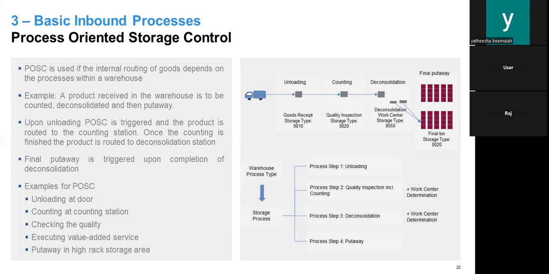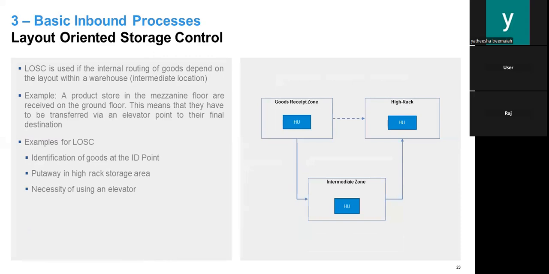For example, they want to do some additional packaging. So they move to the VAS work center, where they perform value add services on the product, for example labeling, or putting bubble wrap on top of the pallet. All those things can be done in the VAS work center. And then finally, put away in the high rack storage. So this is the layout oriented storage control.